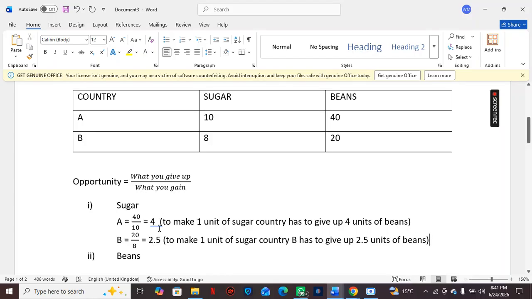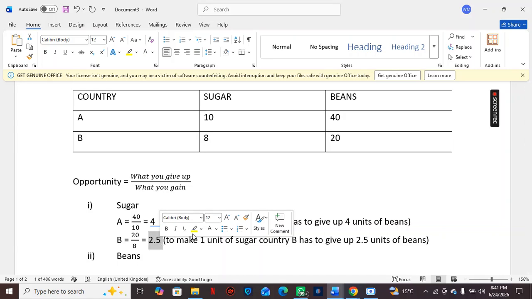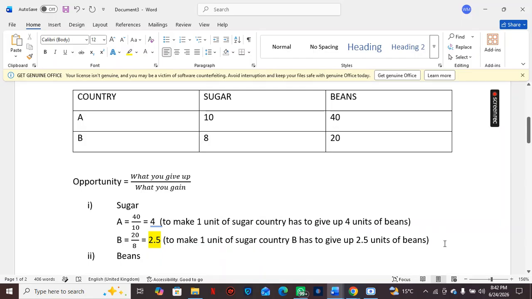Okay. So you compare between the two countries which has the lower opportunity cost. It's country B, 2.5. 2.5 is smaller than 4. All right, so country B has the comparative advantage in making sugar because it incurs the lower opportunity cost to produce sugar. B has the comparative advantage. Any questions before we go to beans?